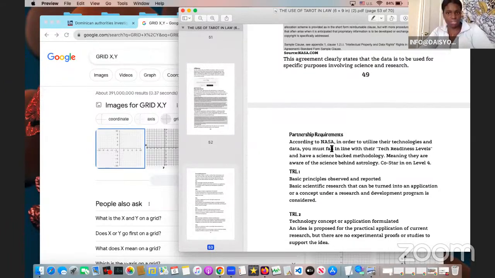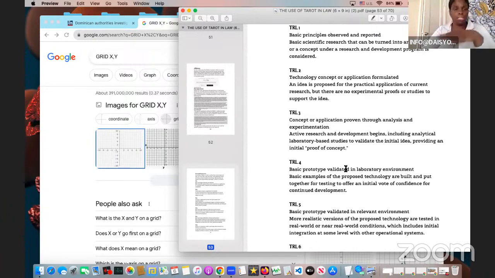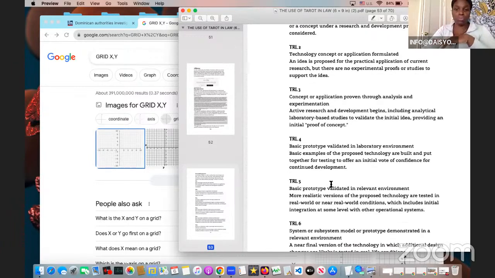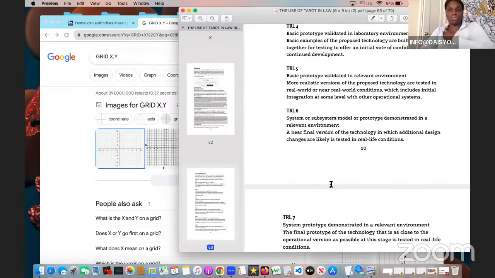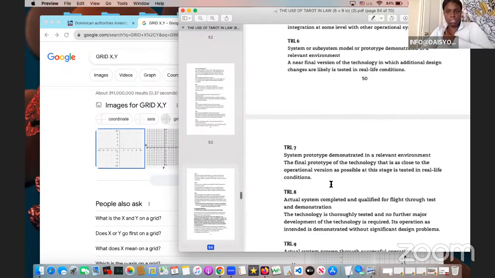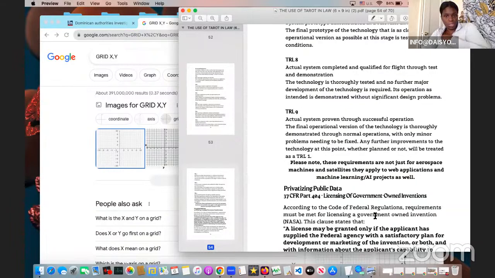Tech readiness levels. Okay, basic scientific research, right? Technology concepts, or you have to have something ready. You have to be at least at a level 4 to be playing with this. Most of them are level 4. There's 2 of them that are level 1. Level 2, there's 1. Level 3, there's like 3 of them. So, right, to request data and stuff like that, so you can use their systems like web applications, machine learning, AI projects as well.